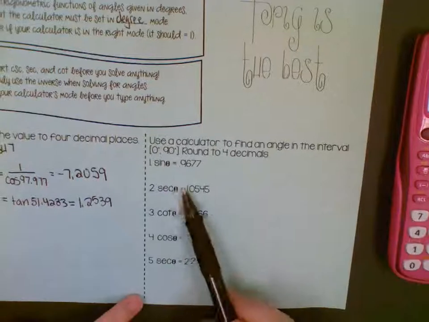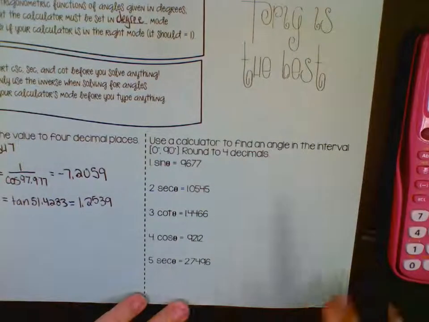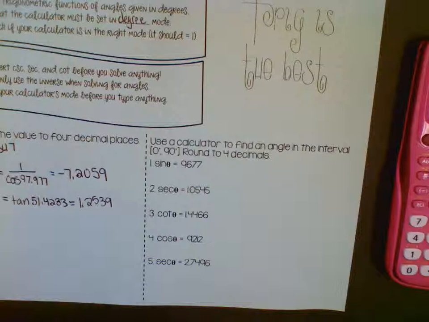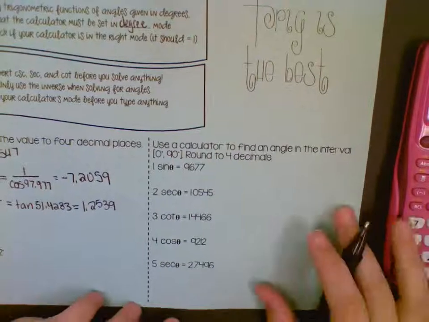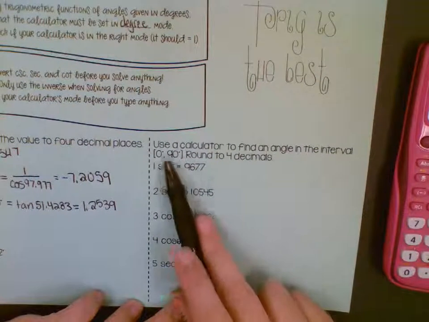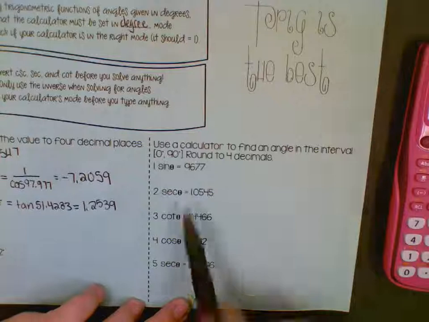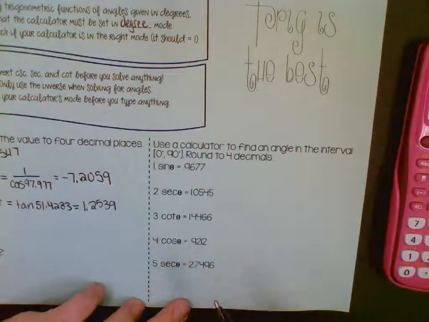So you see how this time we're looking for our thetas. So it's kind of like solving an equation. Well, I guess it really is like solving an equation, but don't be scared. So we want to find an angle that's between 0 and 90. You guys did this back in geometry, but I don't know if you'll remember.